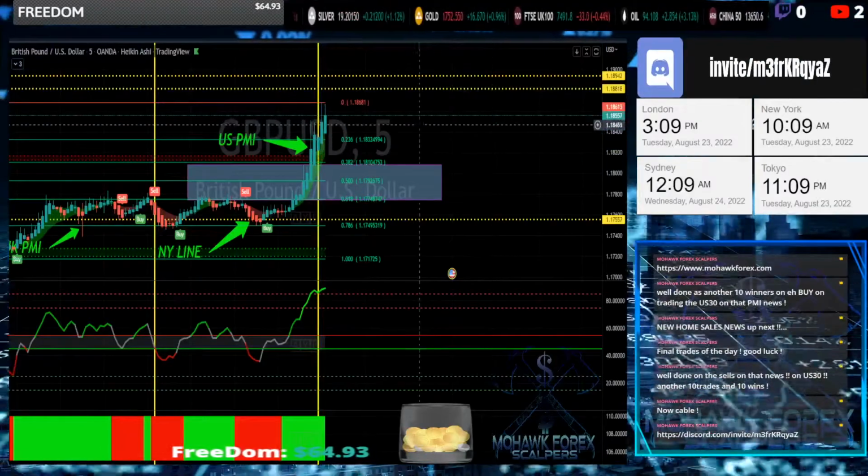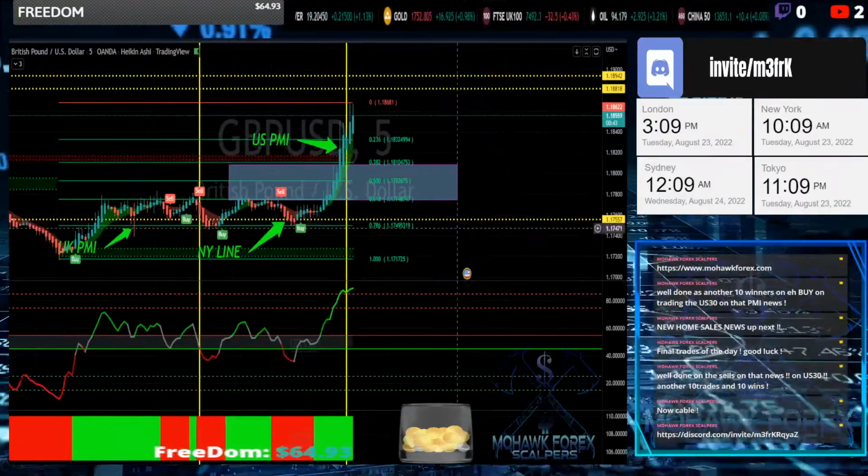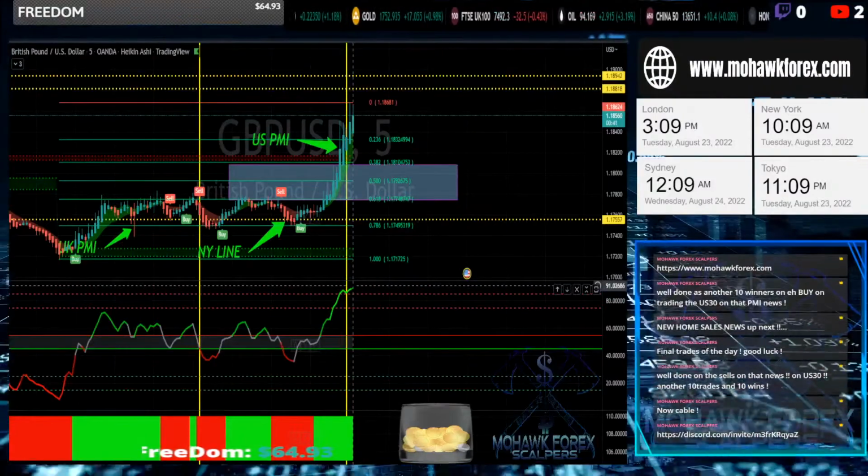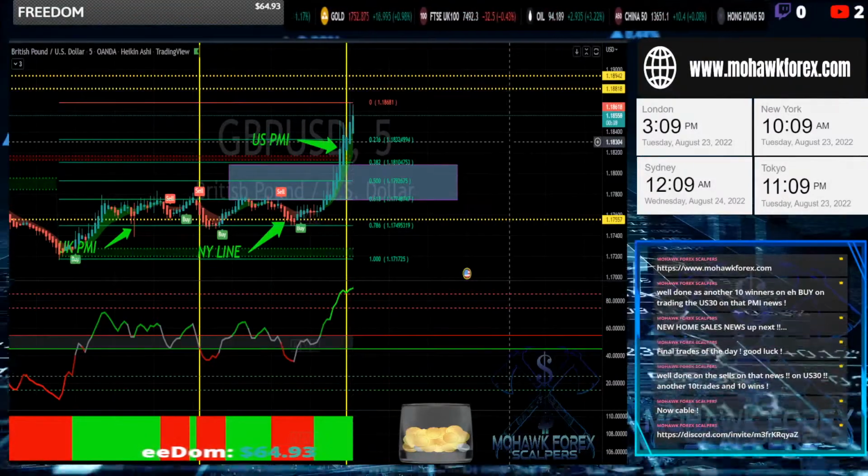And you can see it's just hanging around that 118. RSI is really high. Look at that. I mean, 91.